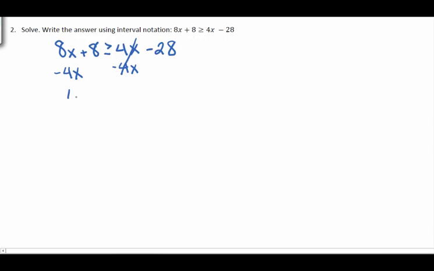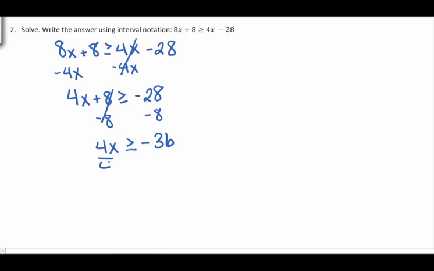8x minus 4x is 4x, plus 8 is greater than or equal to -28. Then subtracting 8 over, 4x is greater than or equal to -36. Divide both sides by 4, and we get that x is greater than or equal to -9.